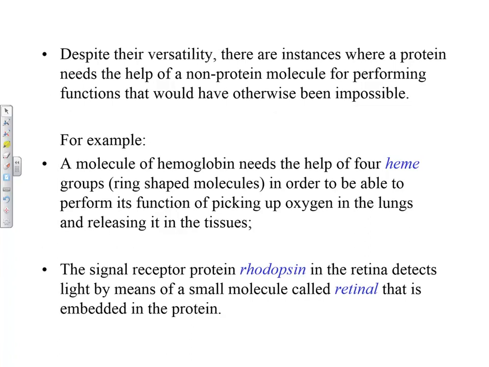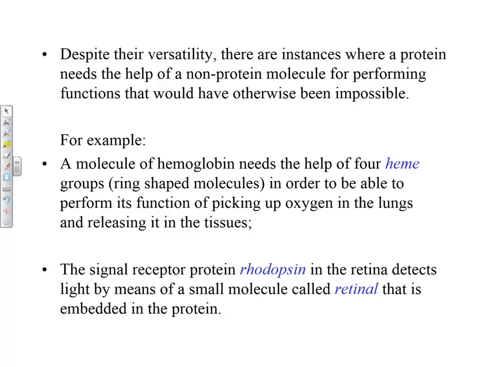Now, as I've been saying from the beginning of this chapter, proteins are extremely versatile molecules. They are responsible for most cellular functions. Despite their versatility, there are instances where a protein will need the help of a non-protein molecule for performing functions that would have otherwise been impossible. For example, a molecule of hemoglobin, that's a protein. It has got 2 alpha globin units and 2 beta globin units, but it needs the help of 4 heme groups. Heme is iron, ring-shaped molecules that contain iron in them. That's why blood has the red color, because of iron in it.